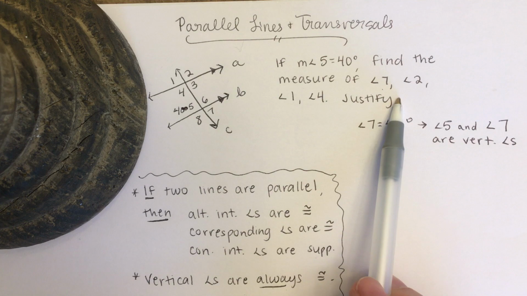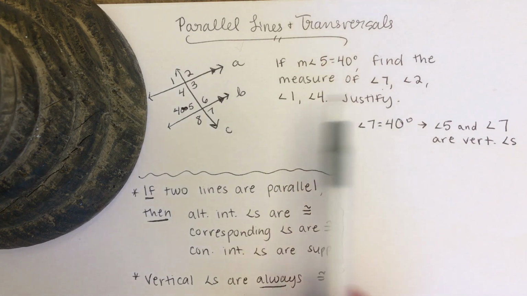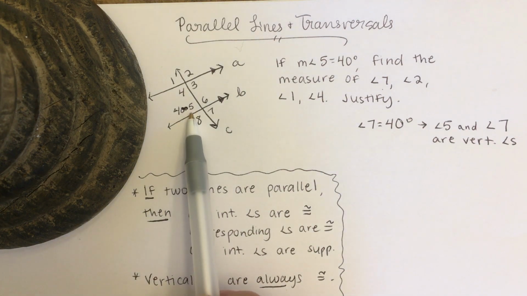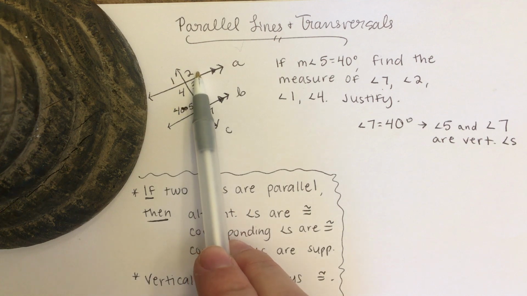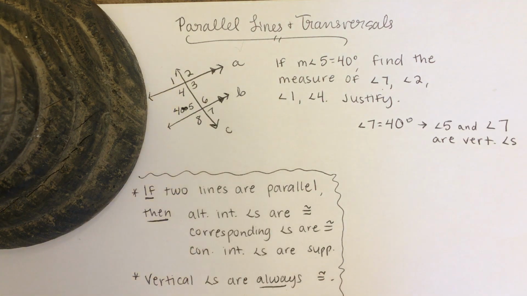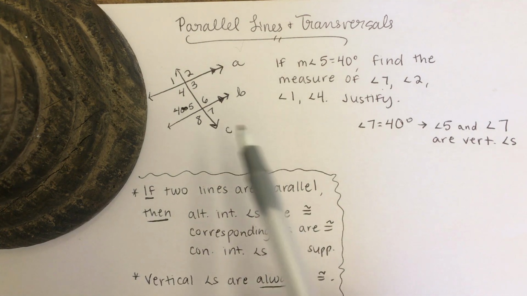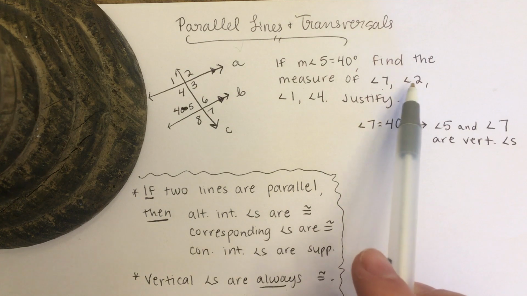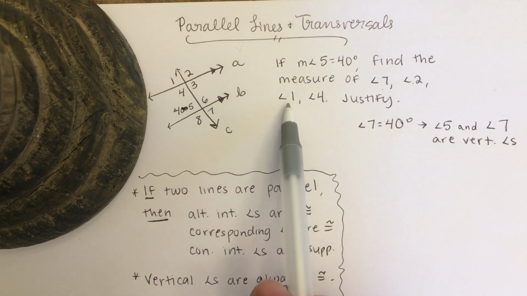Then if we go to look at angle 2, here we should notice angle 5 is here and angle 2 is over here. So 5 and 2 do not have a relationship that we've talked about, but we can use relationships that we've talked about in order to figure that out. So I'm going to come back to angle 2 and I'm going to move on to angle 1.